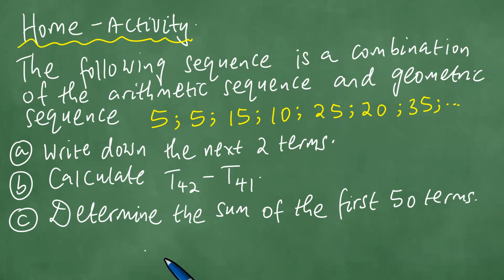Okay, this one is a home activity for you. The following sequence is a combination of the arithmetic sequence and geometric sequence. Write down the next two terms. Calculate term 42 minus term 41. Determine the sum of the first 50 terms.